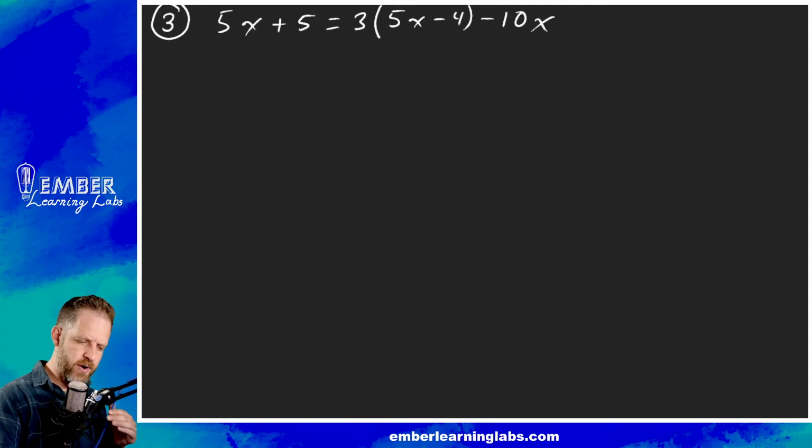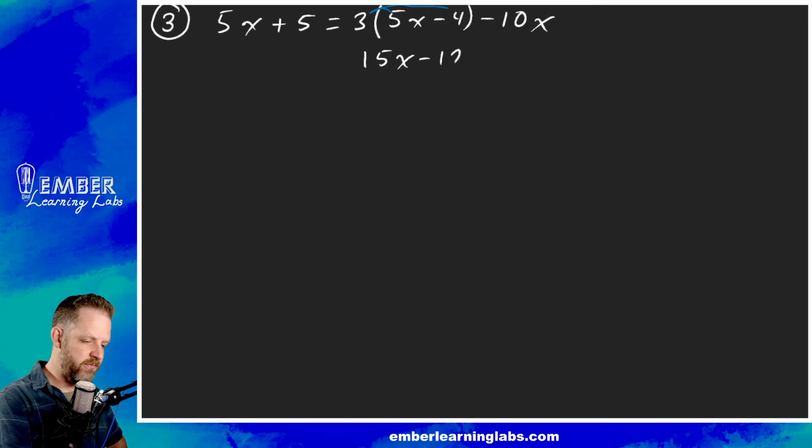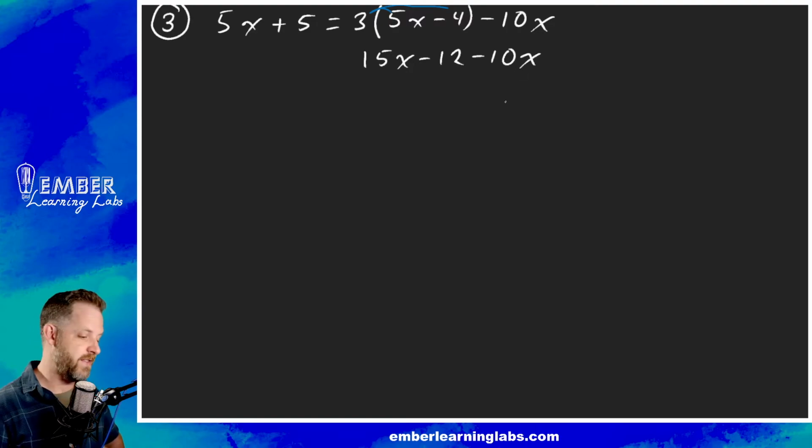So I think what we want to do first, there's a couple different ways we could go, but I think we're going to go ahead and distribute this 3 because that looks kind of like an obvious step to take. So 3 times 5x is 15x. 3 times -4 is -12. Make sure and bring down the minus 10x. I can see forgetting that one. That'd be easy. So watch those kind of mistakes.